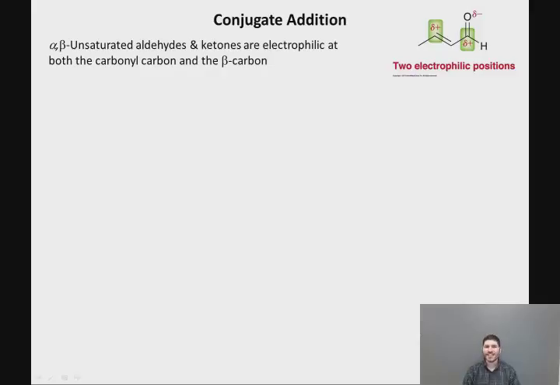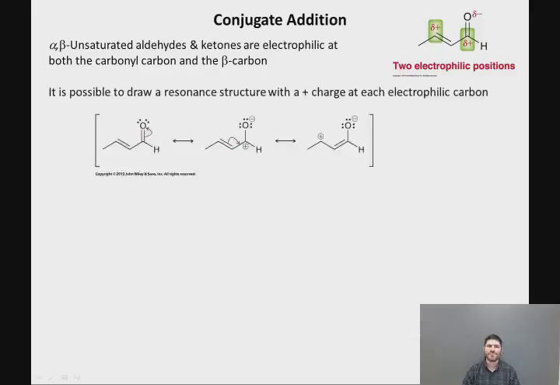Alpha beta unsaturated aldehydes and ketones are electrophilic at both the carbonyl carbon and the beta carbon. If we look at this diagram here, we all know that there is a partial positive charge on the carbonyl carbon and a partial negative charge on the carbonyl oxygen. But what's not intuitively obvious just from looking at this is that the beta carbon, which is participating in a carbon-carbon pi bond, also has a partial positive charge on it. And in order to understand this phenomenon, we need to look at resonance structures.